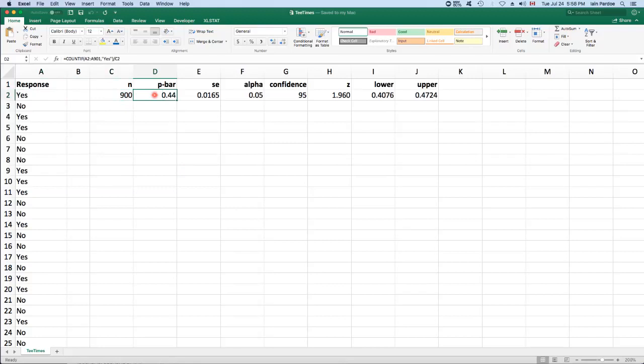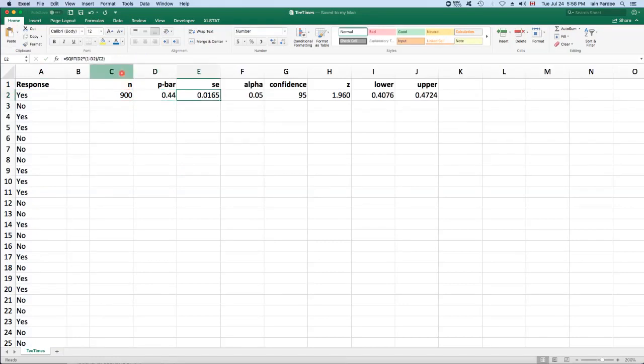Our point estimate of the population proportion is the number of yeses that we have divided by 900. So that's what this function is calculating. It counts if each cell in this range says yes, and then divides that by 900. So 44% of the 900 said yes.